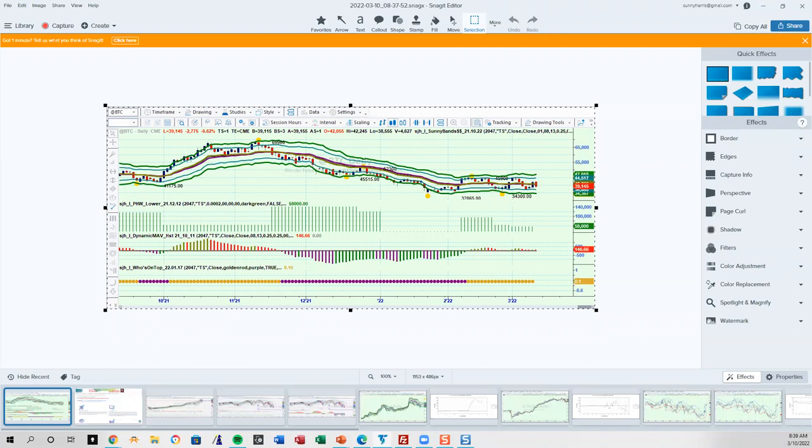Do my indicators work on NinjaTrader? No, I'm sorry, they don't. I don't program C languages, and that's what NinjaTrader needs. So I don't have that, I'm afraid. TC2000, same idea there. All these indicators work on TradeStation or MultiCharts.